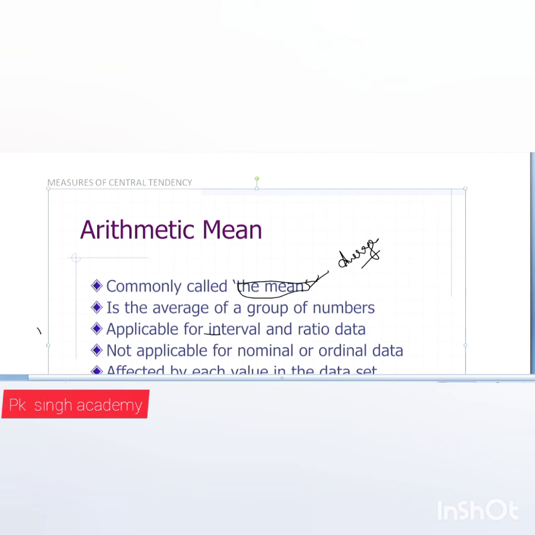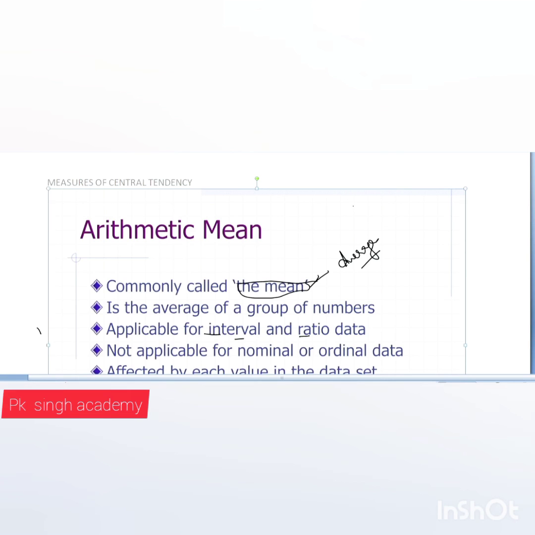So let's understand what interval and ratio data are. There are 4 types of scales: the first one is nominal scale, then ordinal scale, interval scale, and ratio scale. I'm just overviewing all these 4 terms. I have made another video on these 4 scales, just go through it.